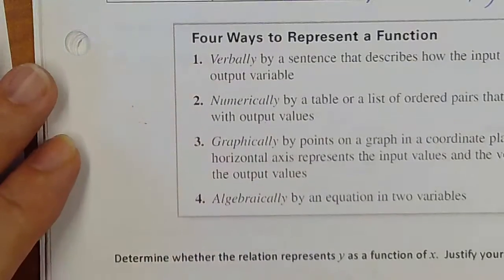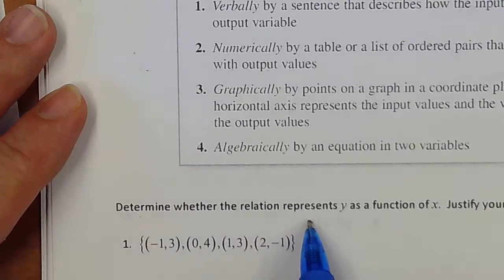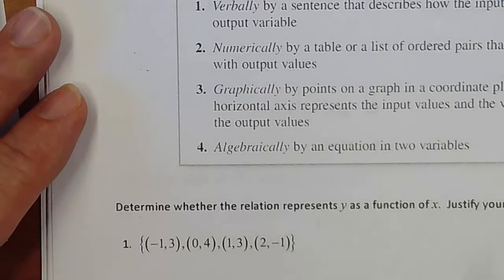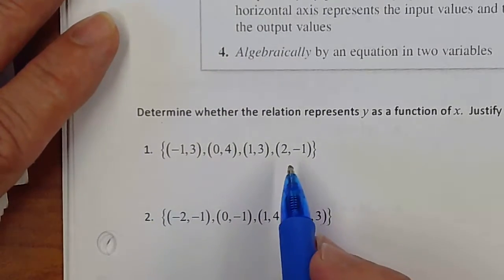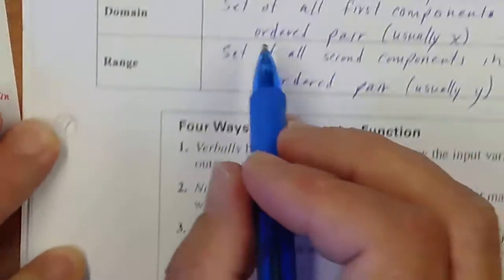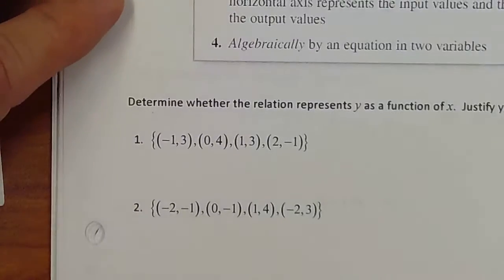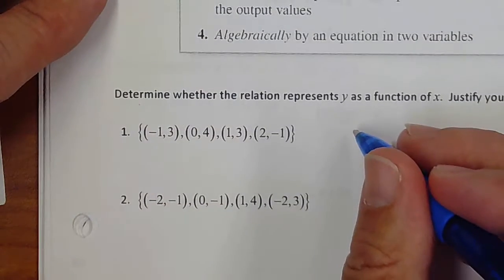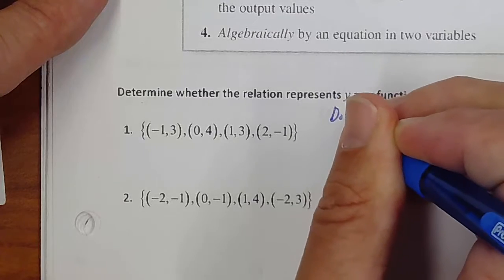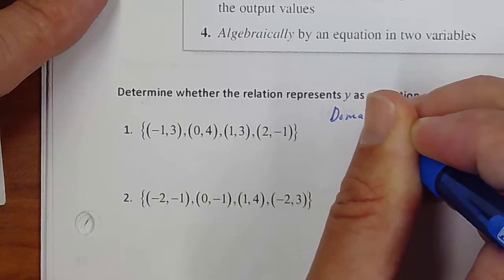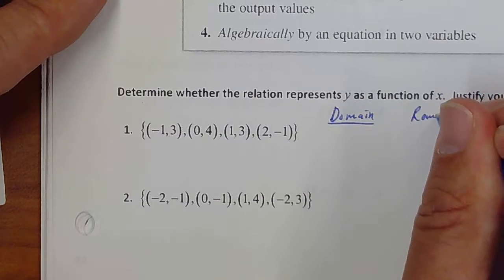Okay, so this next example, the first example, says determine whether the relation below represents Y as a function of X. Justify your answer. Now, once you get used to this, you might be able just to look at the coordinates, look at the definition of a function, and then make a decision. I think it's a good idea, though, especially since so many of you are visual learners, to create a mapping diagram for this. So here's what I mean by that. Go ahead and make a list for the domain. And we're going to make a list for the range.